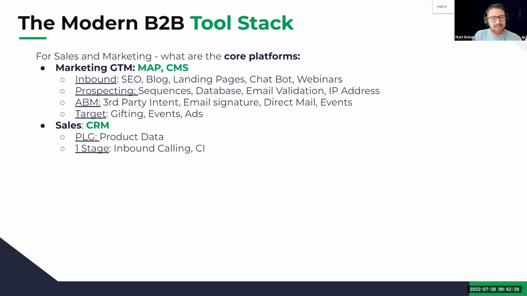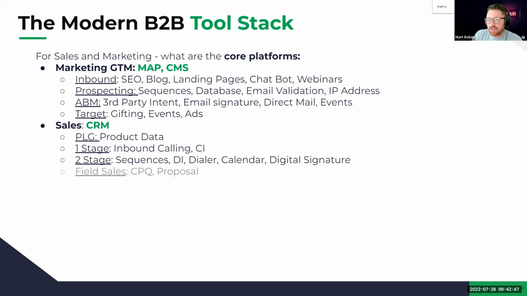One stage is you need an inbound calling system, like CallRail that's calling into HubSpot. You have to have conversational intelligence so you can get better. Two stages is you need the sequencer because you now have the SDR. You need a dialer to be able to call outbound. You need calendar and scheduling links. You need digital signatures. As you go to field sales, you need CPQ and complex deal hubs. You need ways to make and customize proposals. And for named accounts, you need proposals, but you also need to start responding to RFPs.